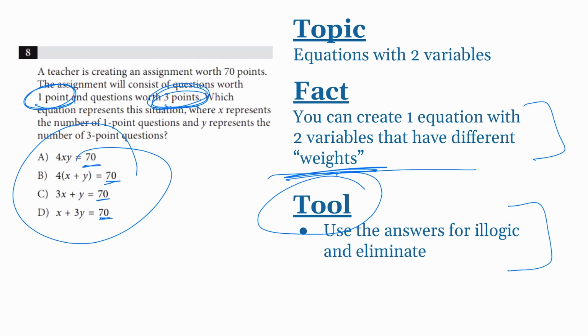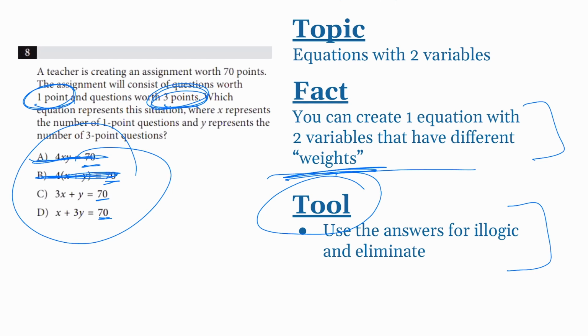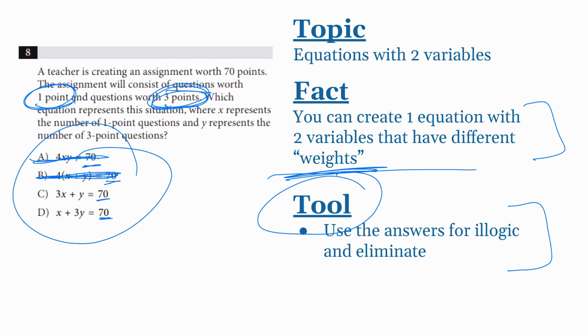But here we have 70 for everything. So we know that's not going to help, right? But then if we look at the different answers, we can immediately see that if we look at A or B, they're not weighted. So we don't have the X or the Y doing anything different. And we know that the questions are worth different amounts. So it can't be A or B. That seems really obvious.